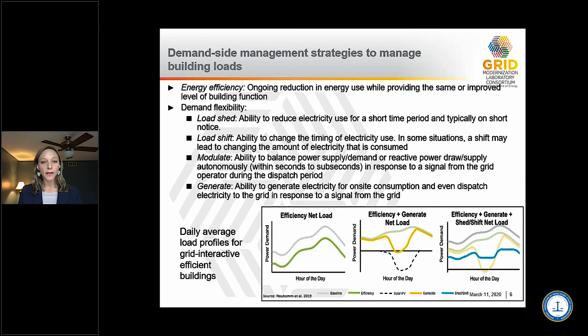My graphic on this slide is illustrative of the daily average load profiles for a grid interactive efficient building. Energy efficiency, the first chart on the left, alone is pushing down the load curve. In the middle, efficiency plus distributed generation, which in this case is solar, reduces overall use, but the building's peak load is still coincident with the utility peaks. Then on the far right, we're adding shedding and shifting, which is flattening the load profile and also providing the greatest support to the grid.